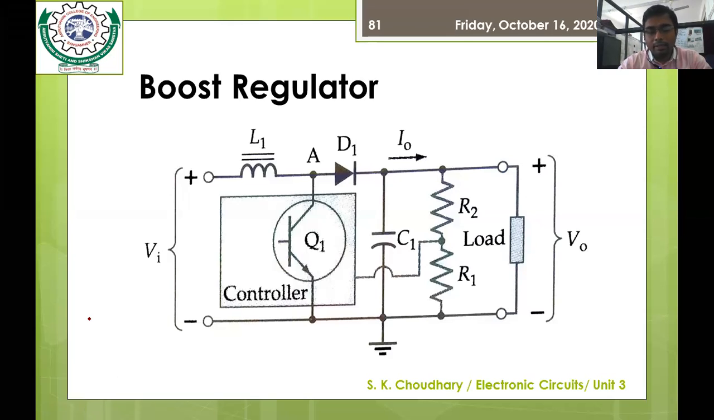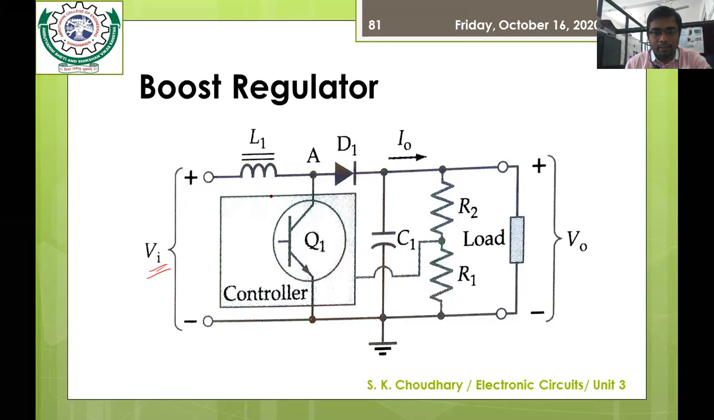You can see in this diagram that the location of the inductor is changed a little as compared to the buck regulator. It is now directly connected to the input supply, the DC voltage VI, and it is in series with the catch diode D1. The controller or the switching circuit is now connected across the input voltage, or in parallel.